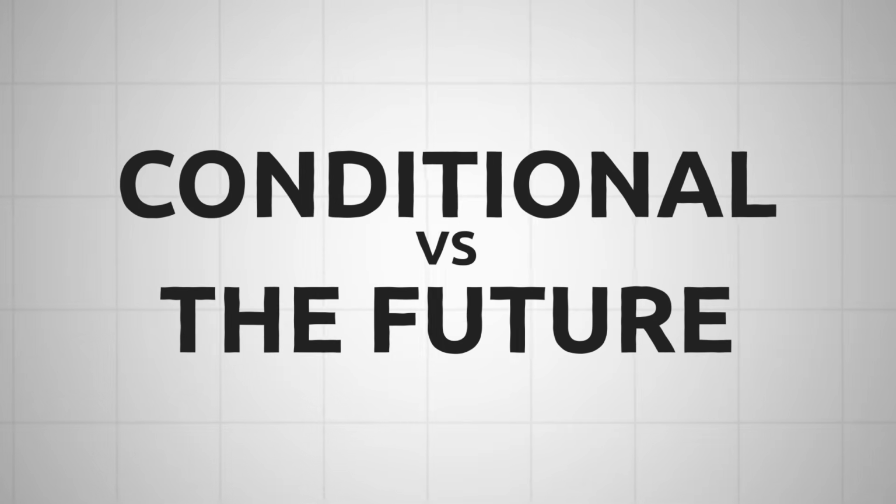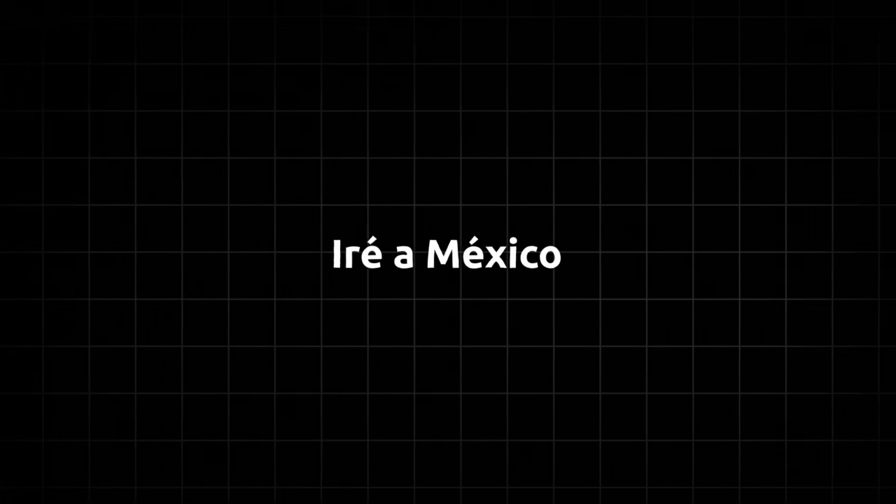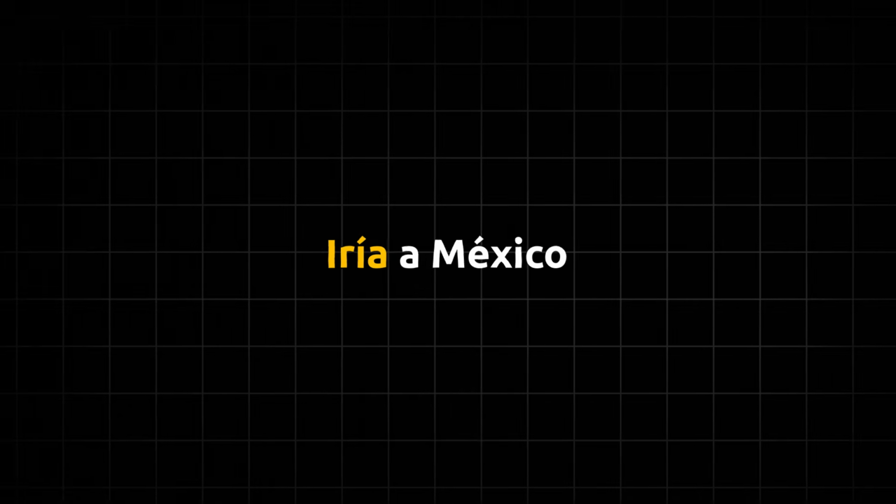Now, let's talk about this elephant in the room. One of these elephants in the room, right? Let's talk about conditional versus the future. Compare this. Iré a México. I will go to Mexico. This feels real, expected, likely. But now what if you compare it with iría a México? I would go to Mexico. And this suddenly becomes very hypothetical, depending on something else. And yes, that's the big difference. The future tense tells us, hey, likely, reality. The conditional is, hey, possibility. This is imagined. Right? Fantastic.